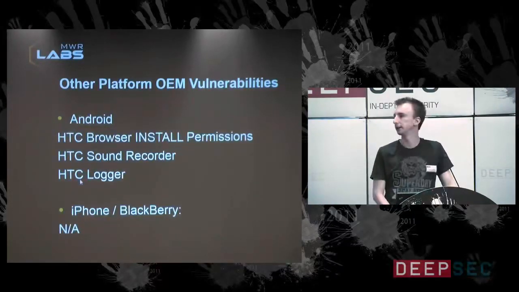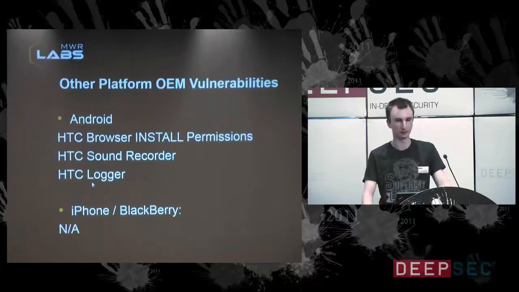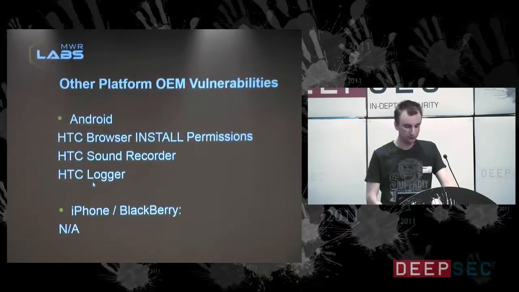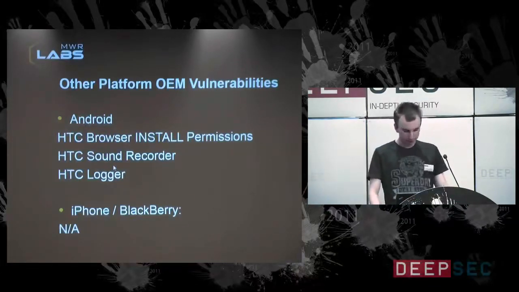And then finally, the HTC logger as well. This has made the news recently where they've been tracking quite a large amount of information from the end user, privacy critical information. So I thought about applying this to Windows Phone 7 to see what OEM vulnerabilities were actually introduced.